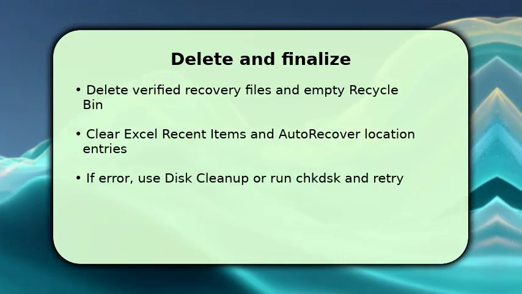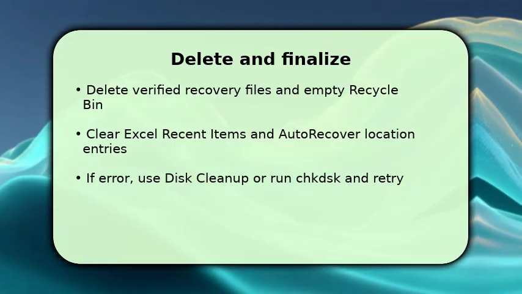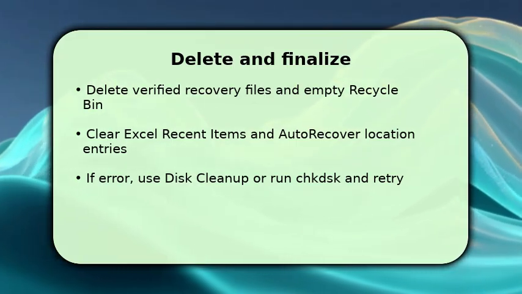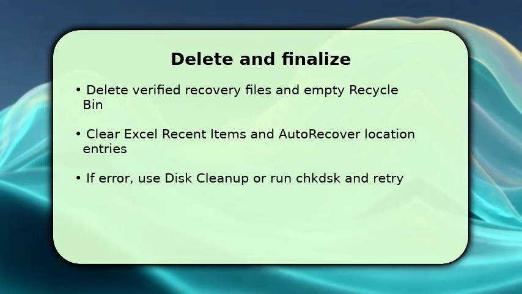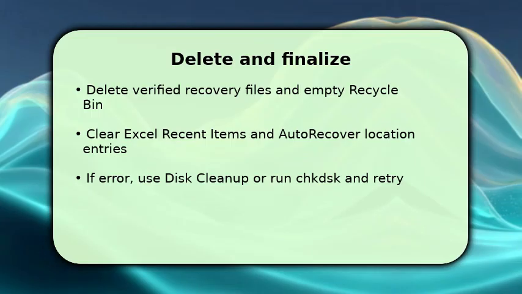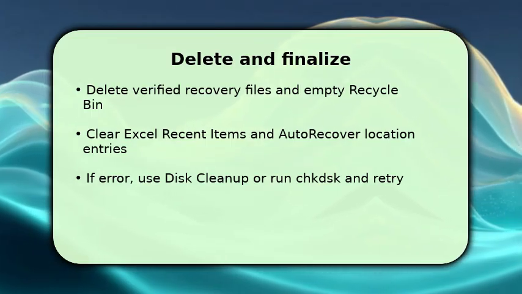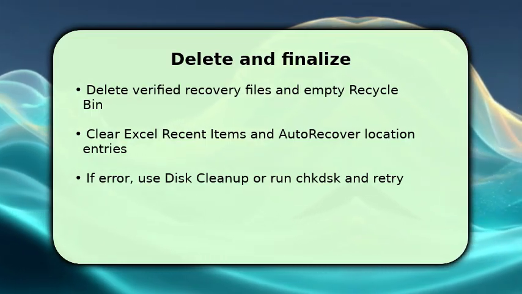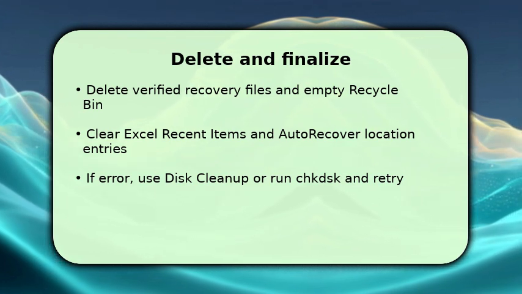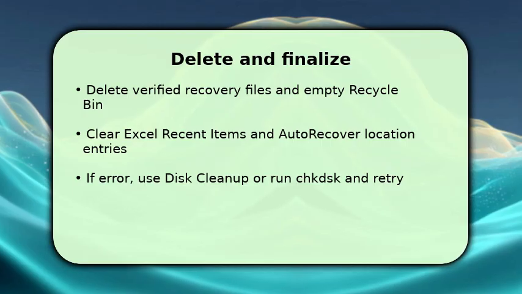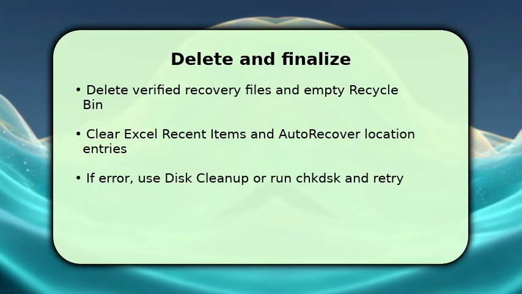After that, clear Excel recent items and remove entries pointing to the Auto Recover folder to prevent accidental reopening. Finally, restart the system and reopen Excel normally to confirm behavior. If deletion fails or files reappear, run disk cleanup and check disk integrity with chkdsk. Then repeat removal. This fixes locked files and persistent recovery traces.